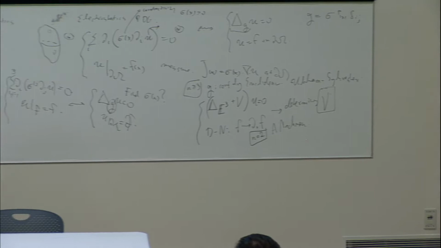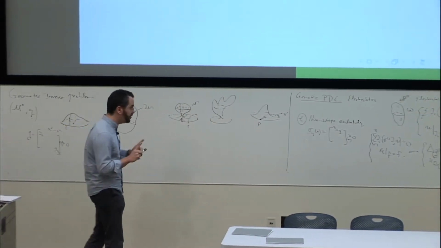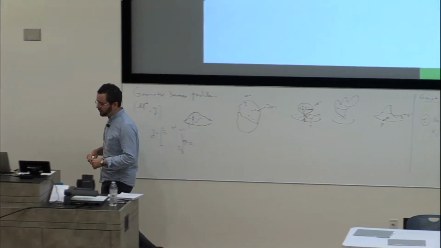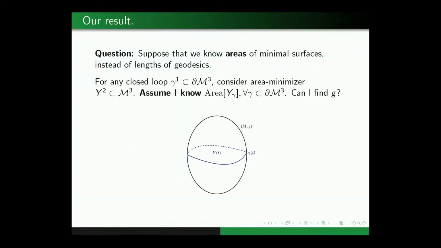So the problem I want to discuss today is in the pure geometry category, and I can state it right now. Suppose you don't know lengths of geodesics. Suppose you know areas of minimal surfaces. The picture is, suppose we have a Riemannian metric, a three-manifold, where I'm sitting on the boundary and I know the metric on the boundary. But what I'm allowed to measure is not lengths of geodesics, but areas of minimal surfaces.